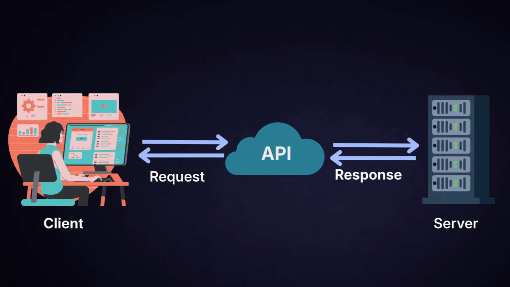In software terms, the app is the customer, the API is the waiter, and the server is the kitchen. The app never directly touches the database or internal logic. Everything goes through the API.